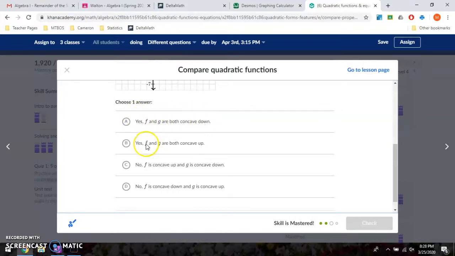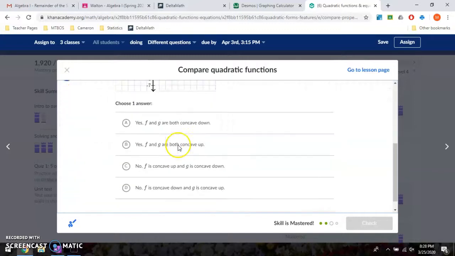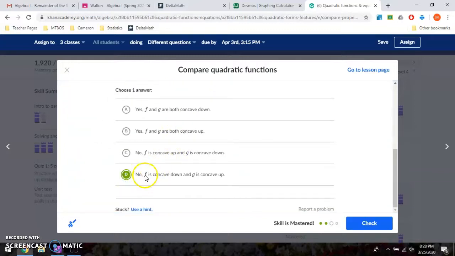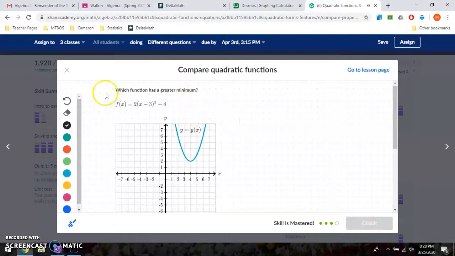Looking at my answers, F and G are both concave down? No, that's not it. F and G are both concave up? No, that's not it. F is concave up and G is concave down? Well, no, this one's down and that one's up. My final answer here is no, F is concave down and G is concave up. All right, and last one.